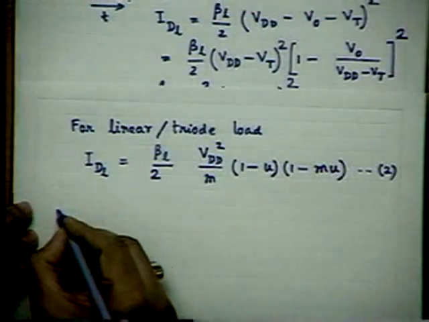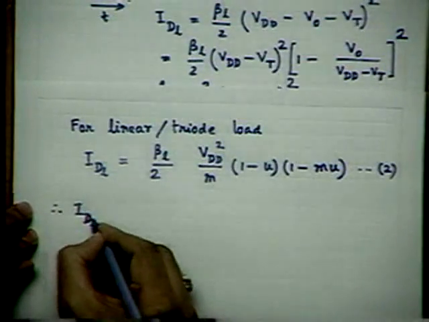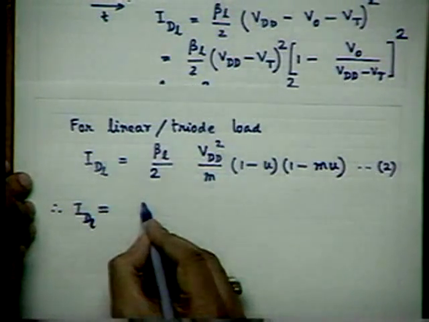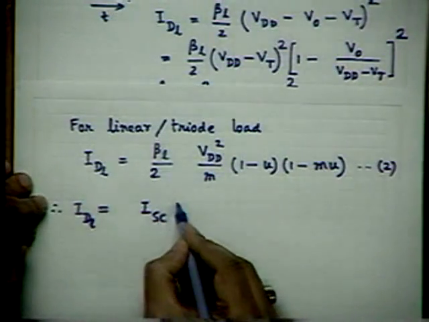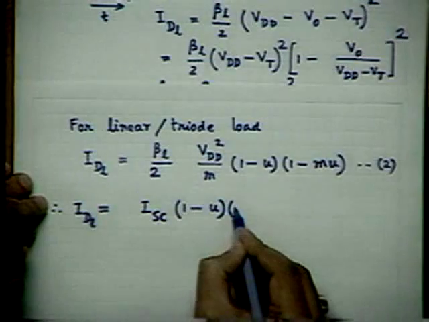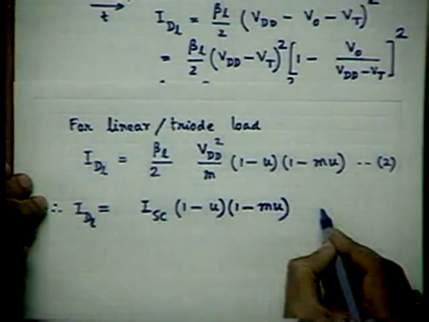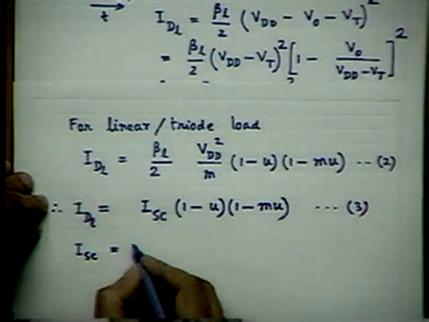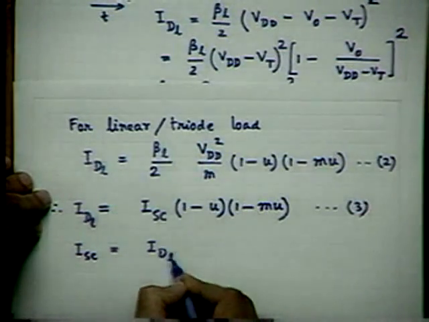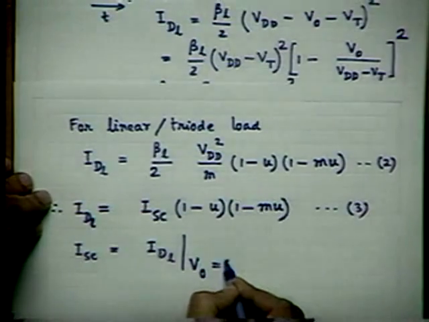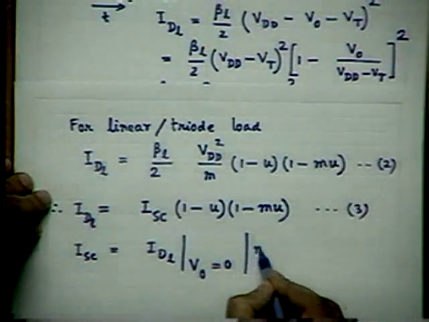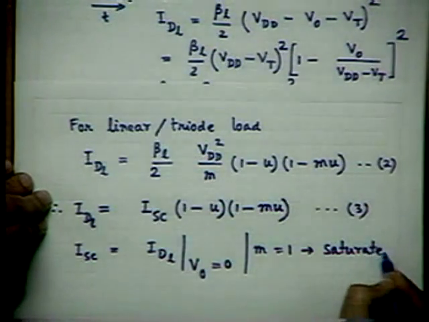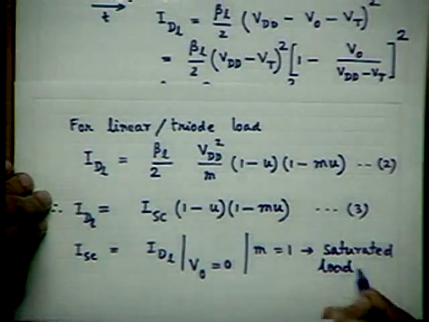then I can write down a general expression for IDL, valid for both linear and saturated load, which is like this: ISC into (1 minus U) into (1 minus MU), where ISC is defined as a short circuit current, simply IDL when V0 is equal to 0, and M equal to 1 represents saturation, which I have already discussed earlier.